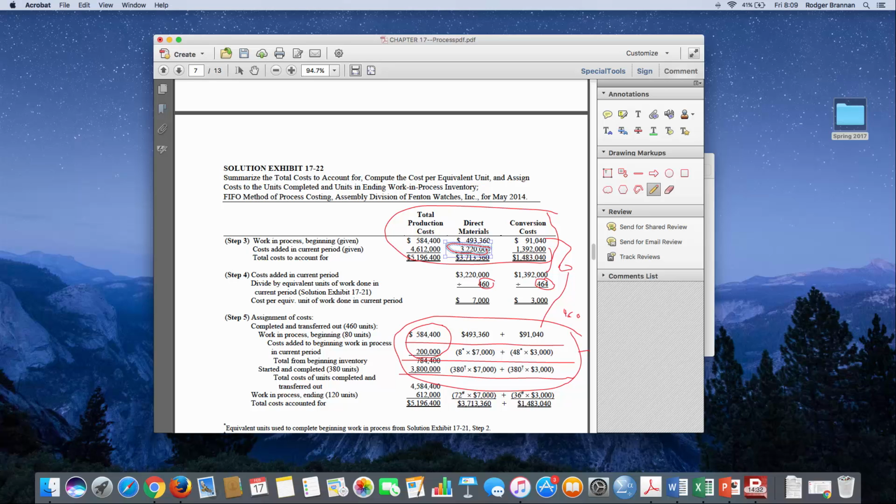The 2 layers that constitute beginning inventory: what I started with and what I needed to finish them. What I started and completed. Boom, that constitutes the 460, it moves over. The ending 120 units are going to be valued a little differently.